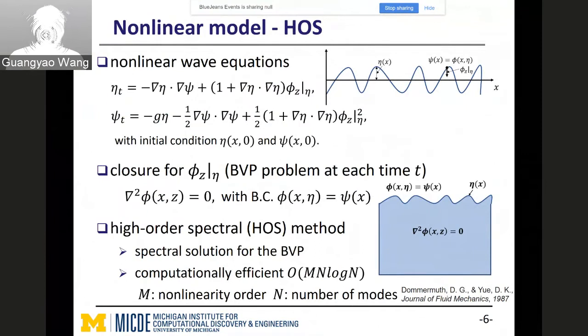By solving the BVP problem, we can get the partial phi partial z, and then do the forward integration to get the solution of the wave field at all time points. In the HOS, we use a spectral solution for the BVP problem, and it is proved that this method is quite computationally efficient, and it has a quasi-linear computational complexity with respect to the nonlinear order and the number of modes.